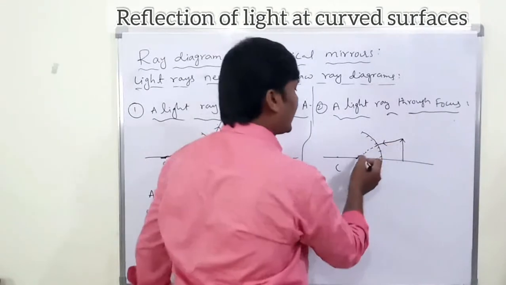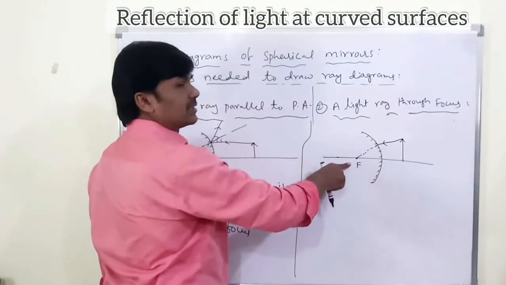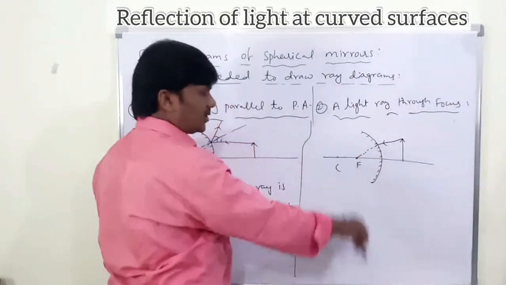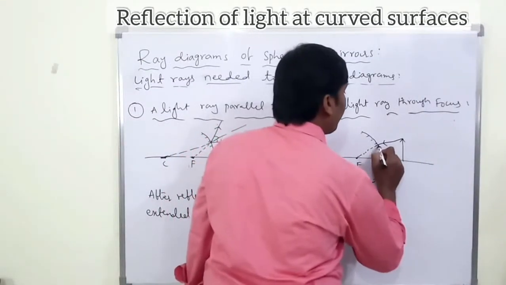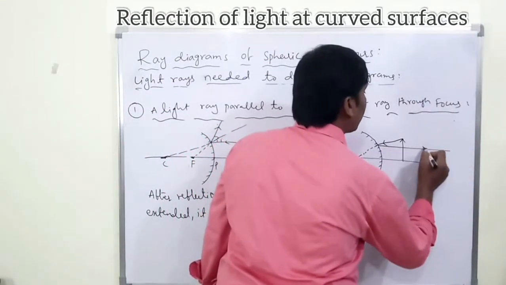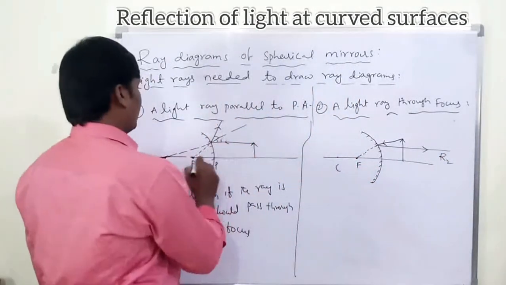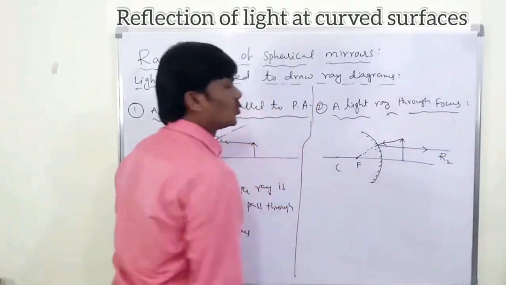Yes, this is the light ray. What have we taken? A ray which is passing through focus. It appears to be passing through focus. Really, it is not passing; it appears to be passing through focus. What should happen after reflection? Yes, it should become parallel to the principal axis. This is the second light ray, R2. Okay, this is the first light ray, R1, and this is the second light ray, R2.